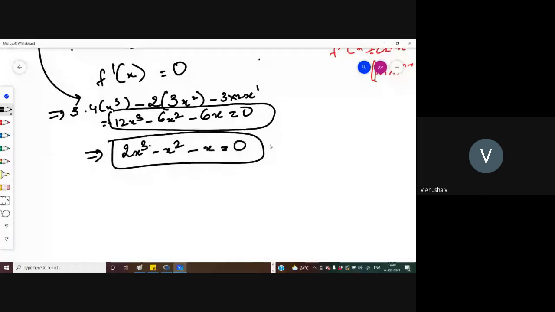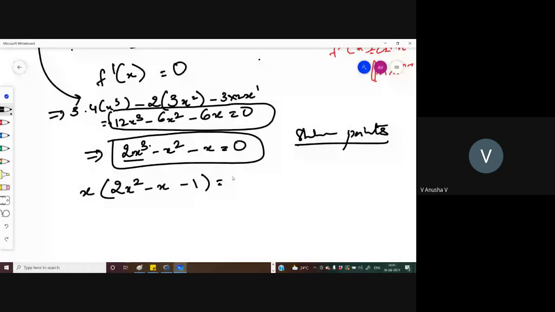Okay, this is my simplified equation. Now what should I do? I need to find the stationary points, right? So how can I find the stationary points of this? First of all, I need to find the roots of this equation. I will take x common here. So once I take x common, I will be getting 2x square minus x minus 1 equals to 0. From this, I can say that x equals to 0, and 2x square minus x minus 1 equals to 0. So already I got one point here, that is x equals to 0.